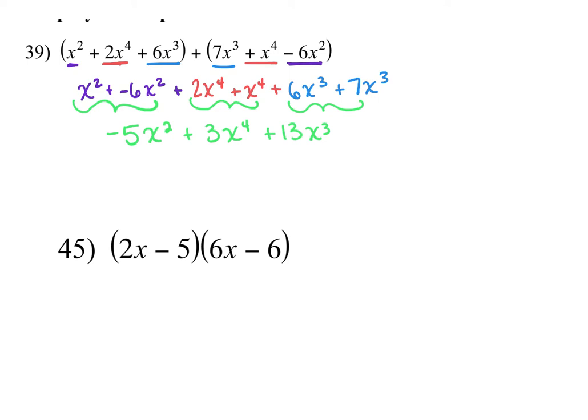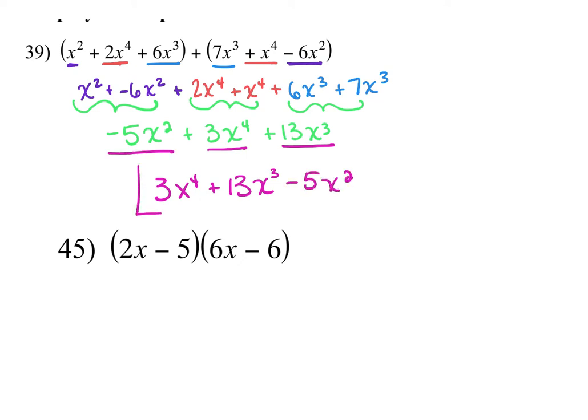So now I would say what comes first, second, and third. Here, highest exponent is the fourth. So this one is going to be 3x to the fourth, then the positive 13x cubed, then the negative 5x squared. And that would be my answer here.